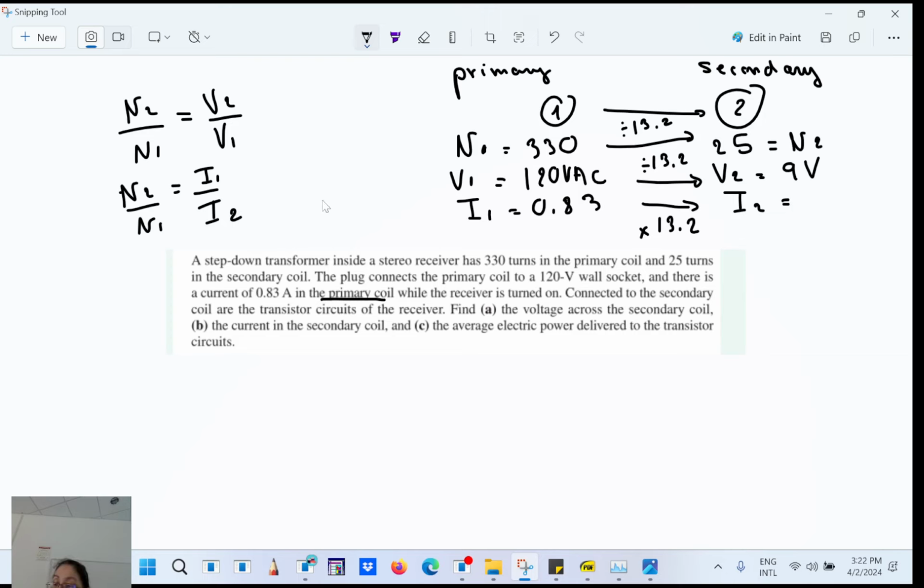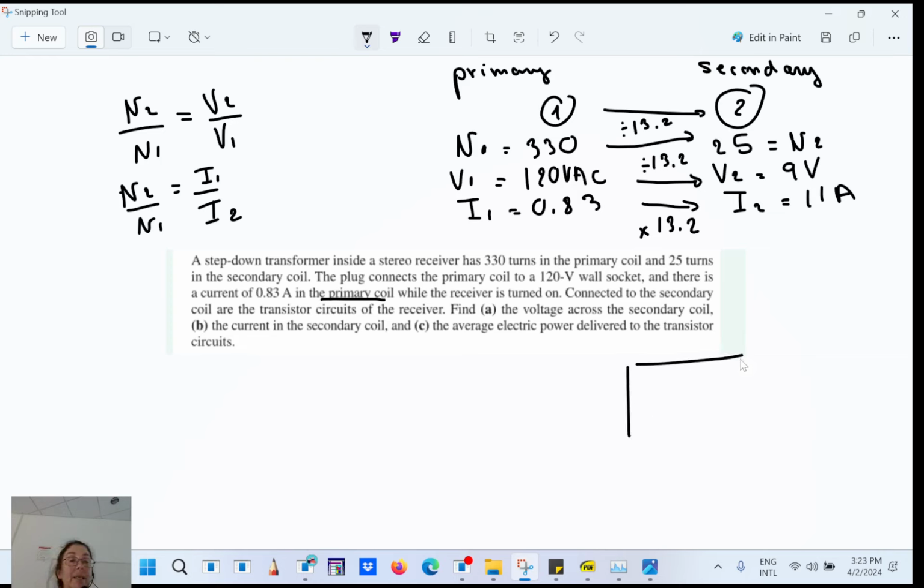Okay, so the current has to go up, which is 11 amp. Is that right? Did you all get that? Hello? Okay, it's not that hard, yes? If the number of loops is multiplied by 13.2, the voltage is multiplied by 13.2, the current will be divided by 13.2. So if the number of loops is divided, the voltage is divided and the current is multiplied. Yes?